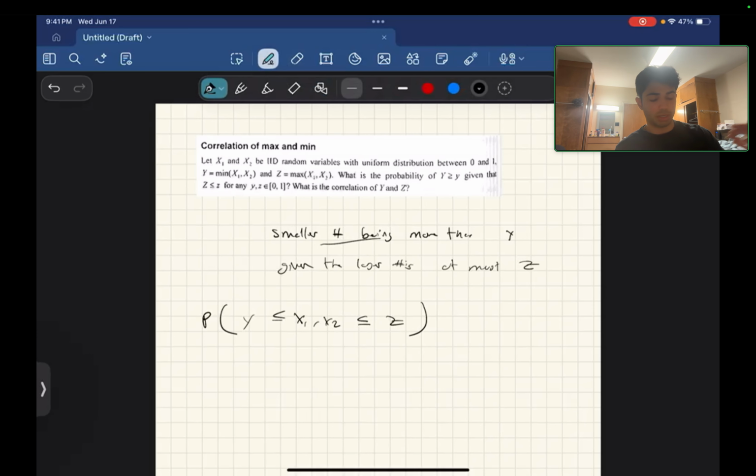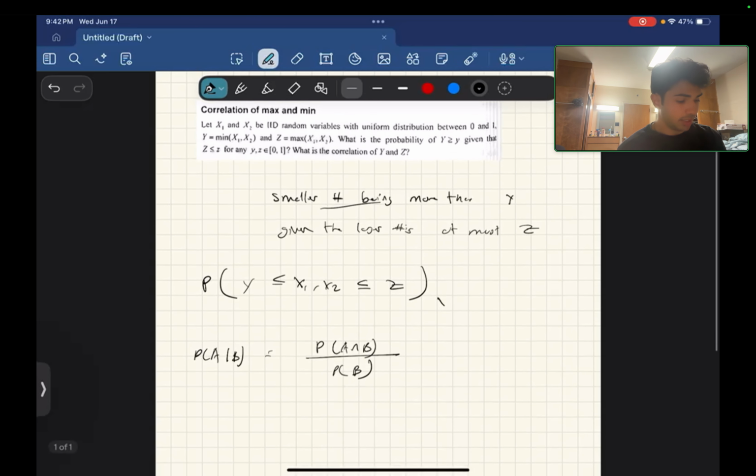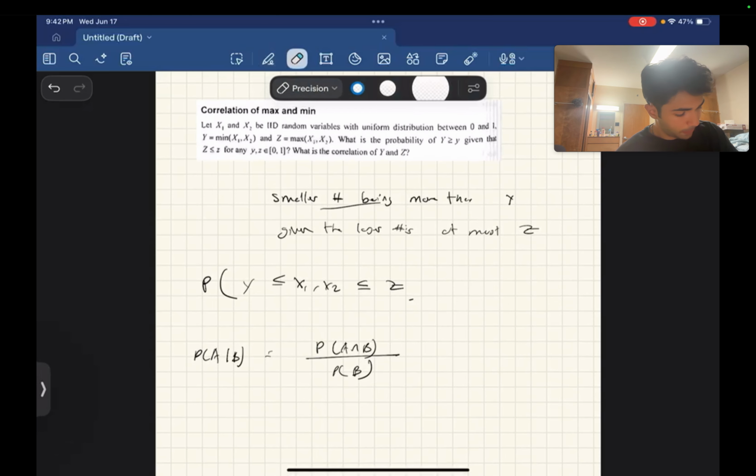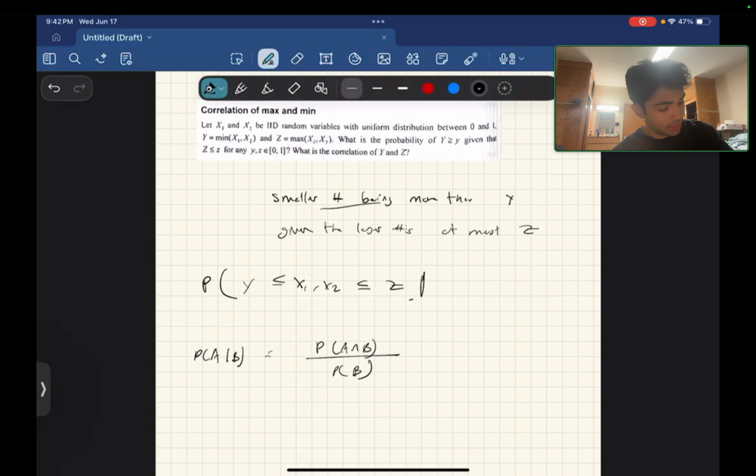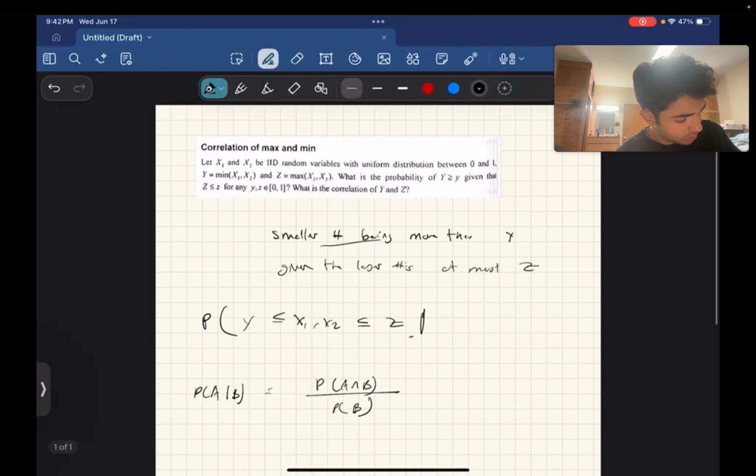So we have to find this, but it says given that the larger number is at most z. So the conditional probability goes like this. Probability of A given B is the probability of A and B over the probability of B. The probability of A and B is right here, that they're both between y and z. And the probability of B is going to be the probability that z is at most z.